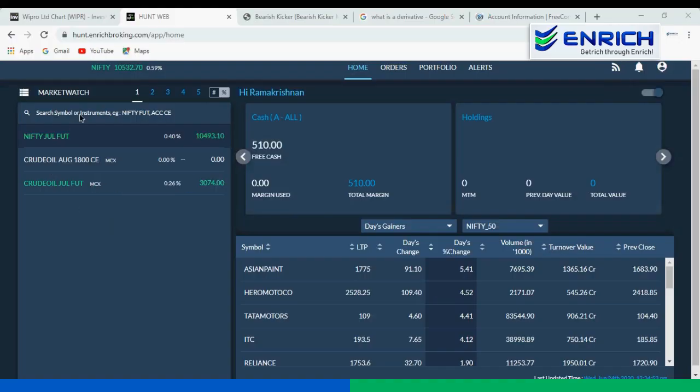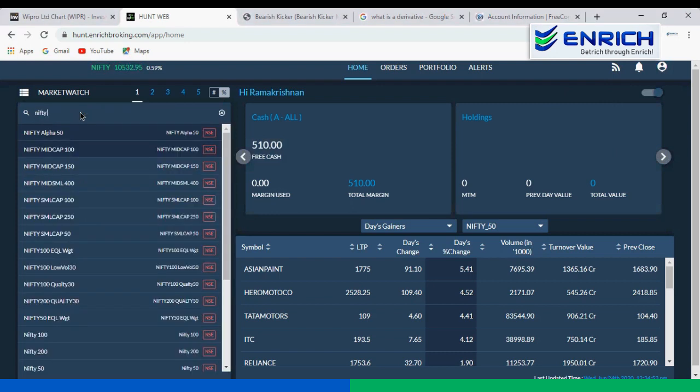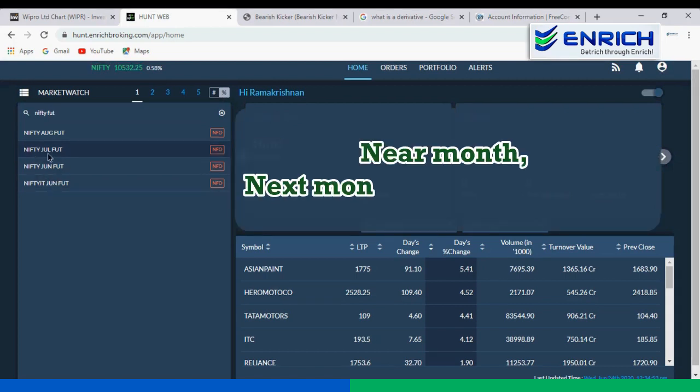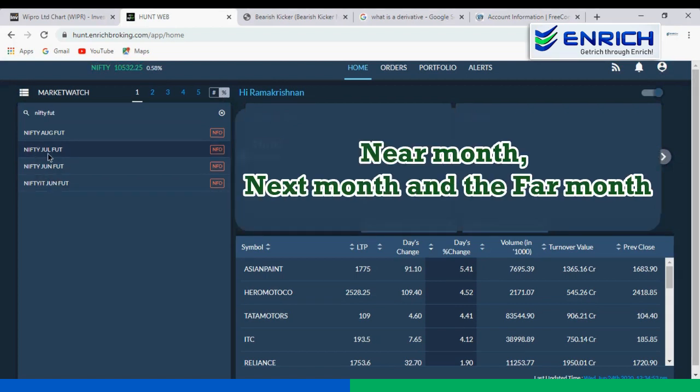For example, if you type in a script in your trading platform, you will be able to see months next to the script. Say, for example, you type in Nifty. You see here Nifty June futures, Nifty July, Nifty August, right? So futures contracts have a maximum of 3-month trading cycle. Near month, next month, and the far month.